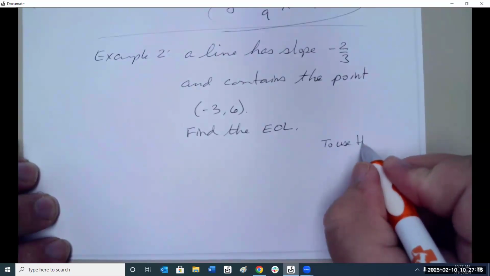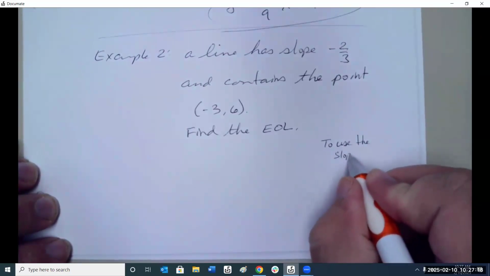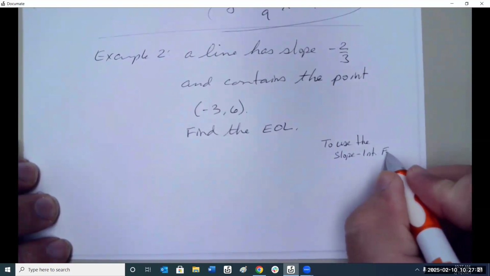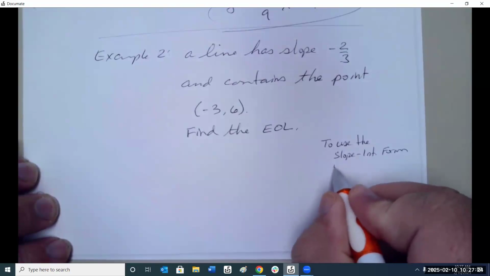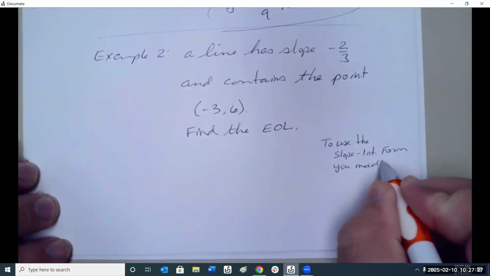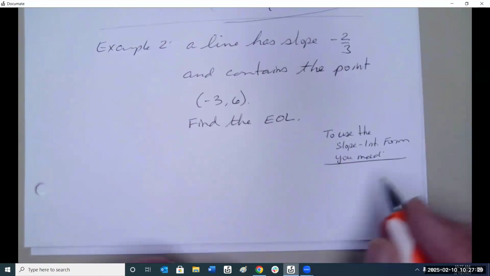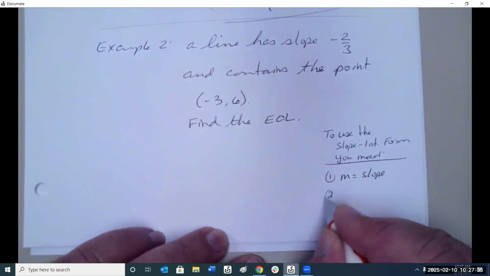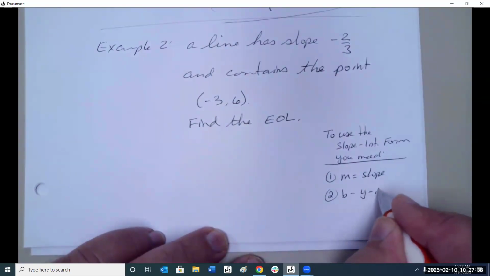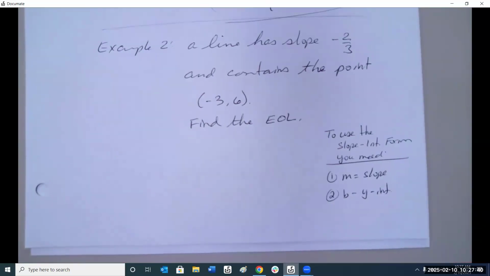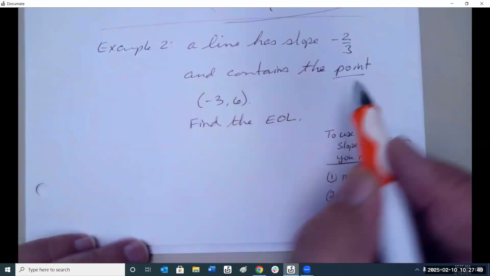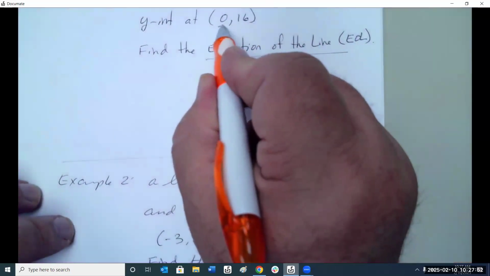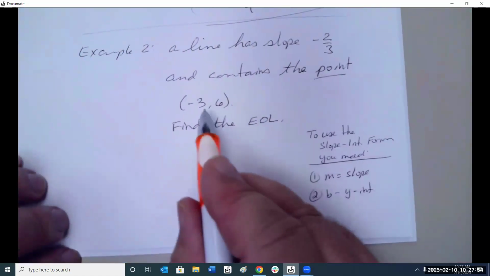To use the slope intercept form, what do you need? You have to have the slope, and then you have to have the y-intercept. Do we have both of those? No. We don't have the y-intercept. That's a point. The y-intercept starts with 0. This is just the point.